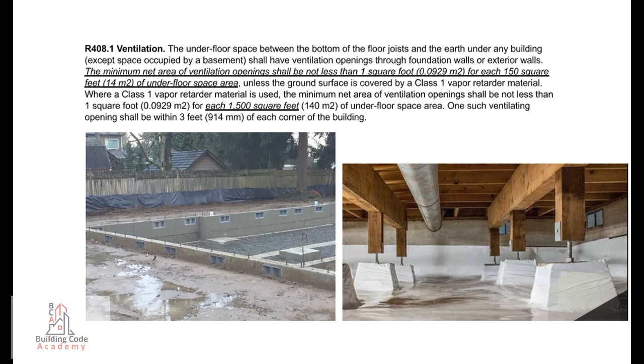Where a Class 1 vapor retarder material is used, the minimum net area of ventilation openings shall be not less than 1 square foot, 0.0929 square meters, for each 1,500 square feet, 140 square meters of underfloor space area. One such ventilating opening shall be within 3 feet, 914 millimeters of each corner of the building.